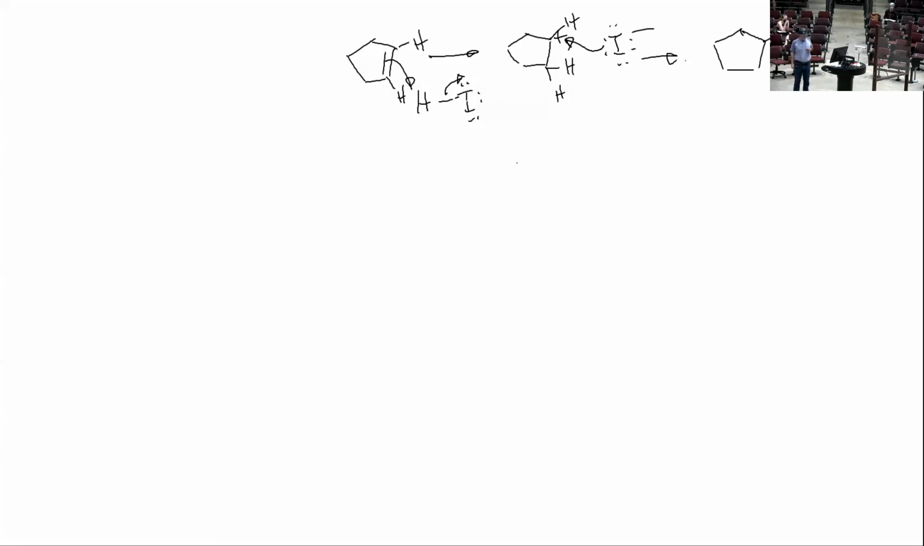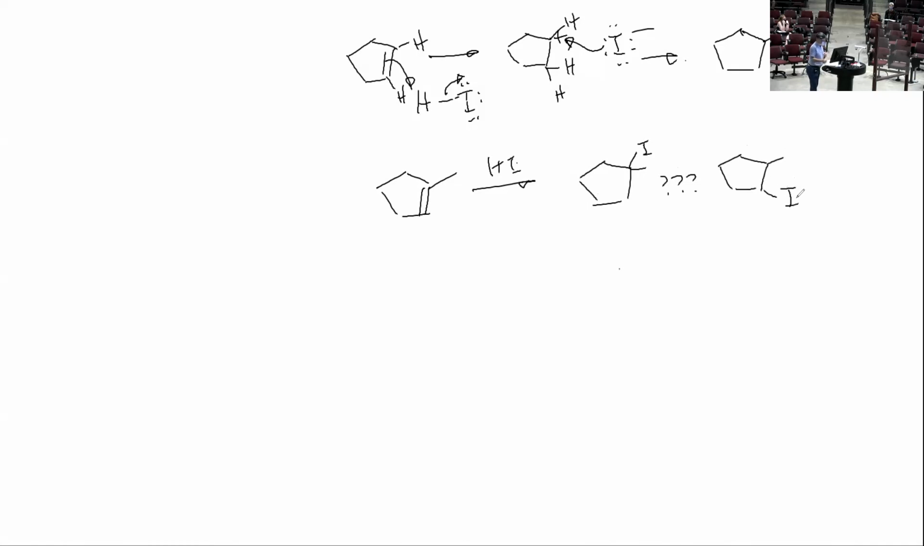So that's all fine, but what if the starting material is not symmetrical? What if instead of cyclopentene, we had 1-methylcyclopentene and treated this with HI? Are we going to get that? Or are we going to get that? And that's something that we need to use Markovnikov's rule to determine.